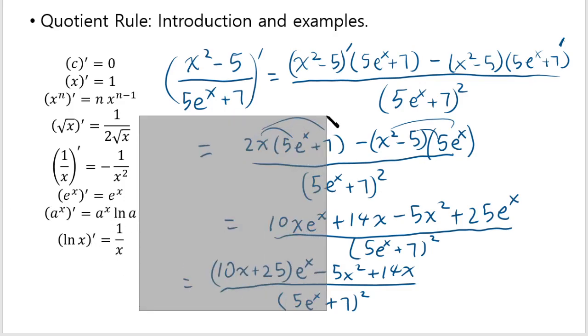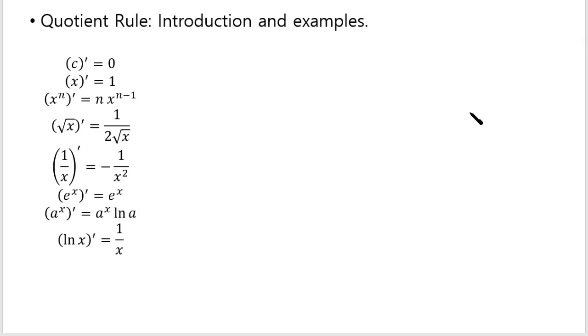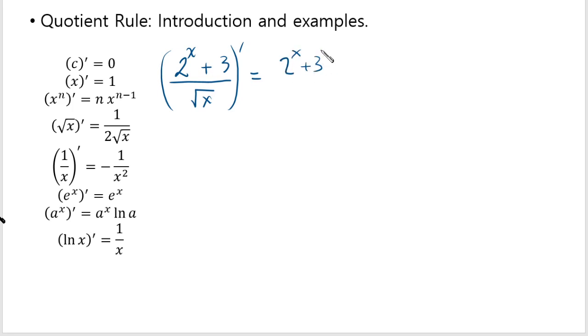Now, last one I want to do, let's do something with the a to the x, because we haven't done that much. Okay. So let's try 2 to the x plus 3 divided by square root of x, prime. Okay, so the first guy gets his turn to get differentiated.